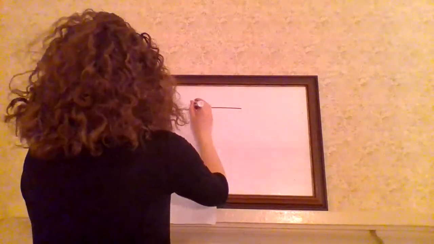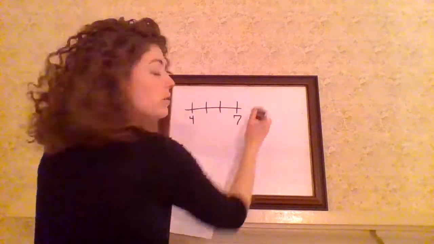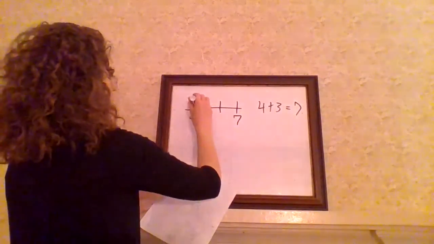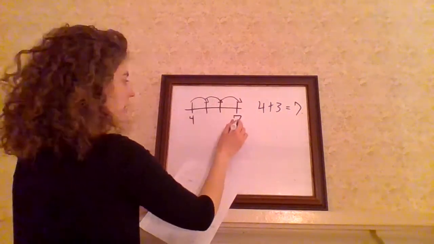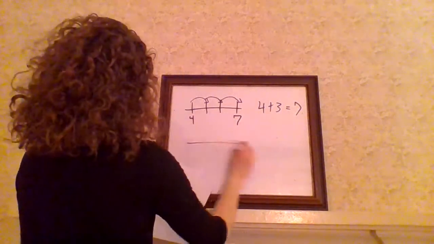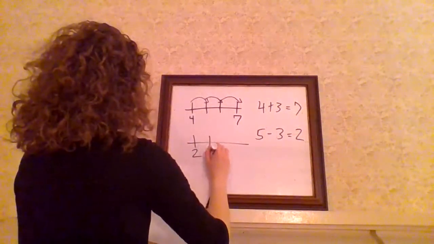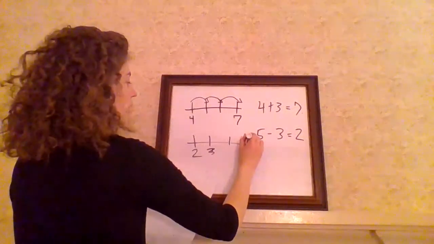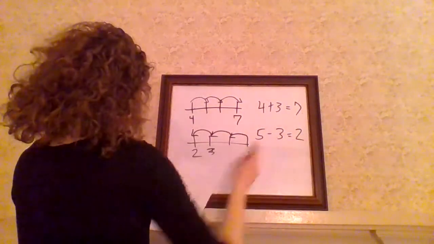Okay, so let's say we have a number line here. So we have 1, 2, 3, 4. We have 4 and 7. We could use this number line to show that 4 plus 3 equals 7, because look, 1, 2, 3. So 4 plus 3 equals 7, okay? Or we could use it to show 5 minus 3 equals 2. So 2, 3, 4, 5. If we had 5 and we subtracted 3, so 1, 2, 3, we would have 2.